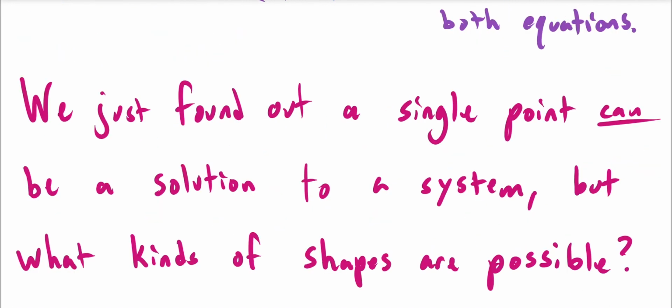Now, we just found out that a single point can be a solution, right? The last example had a single point that's a system, so did the first one. But is that the only kind of shape that's possible? How many kinds of solutions can I have?